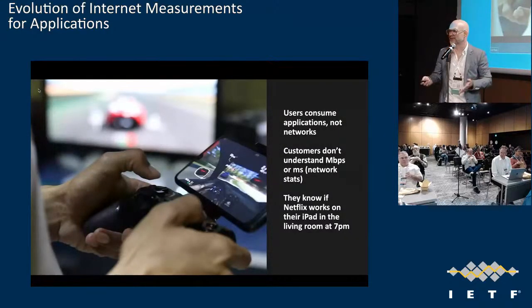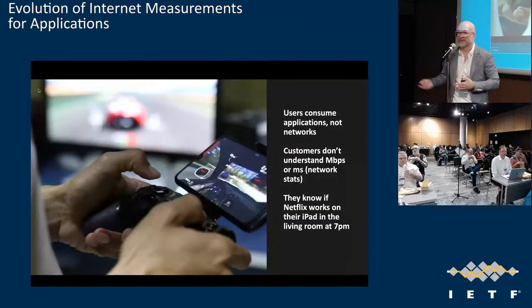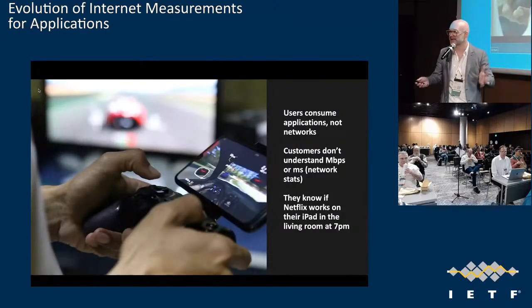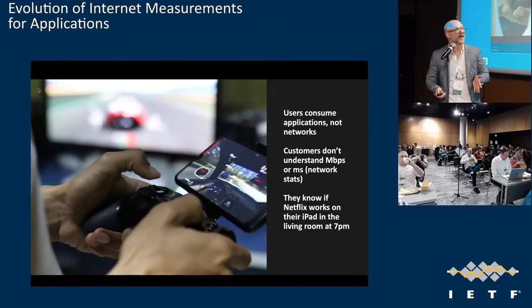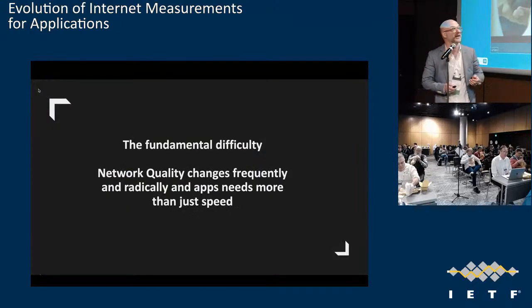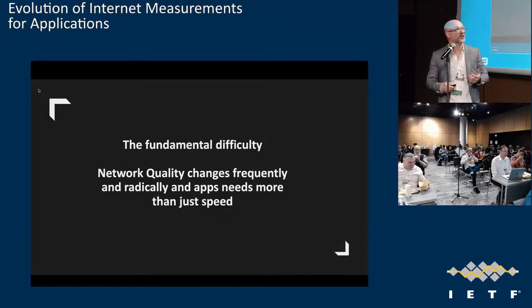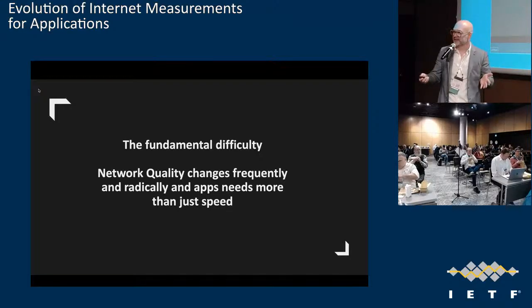users consume applications. They don't consume networks or megabits. They don't understand latency in milliseconds like everybody here does. They just know, hey, is Netflix on my iPad working or not. And so that's why we really are going after a new metric. And the fundamental difficulty here is also how frequently end-to-end speeds and network conditions change.